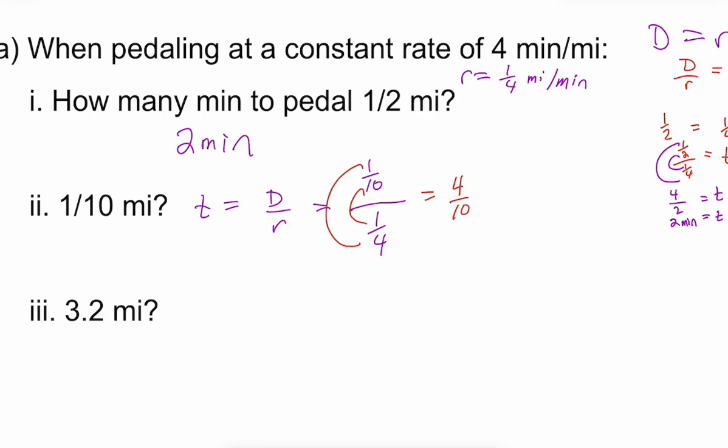Reduce it as much as you can, and then stop. What are they both divisible by? Yeah, by 2. So why not just divide them by 2? If we divide the top by 2 and the bottom by 2, we get 2 over 5, and that stands for minutes. So you'll go 1/10 of a mile in 2/5 of a minute, or 0.4 minutes.